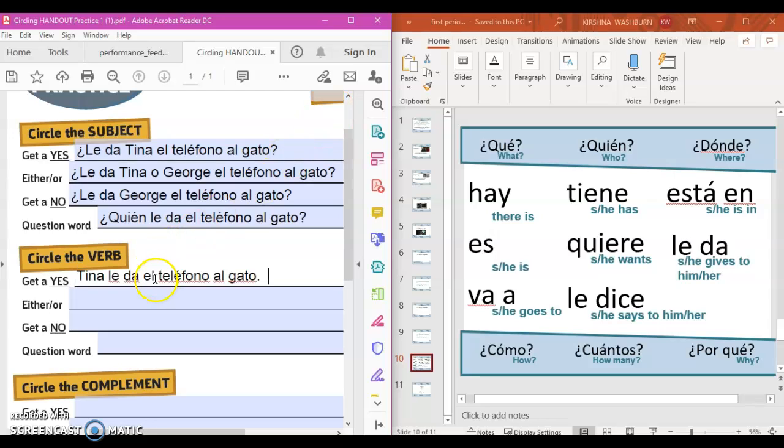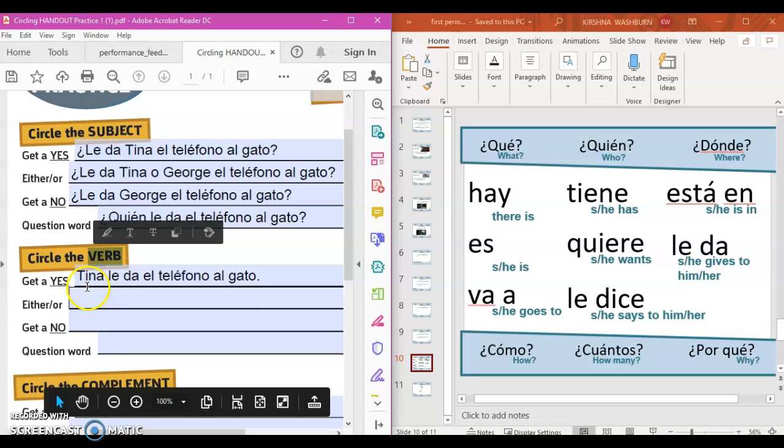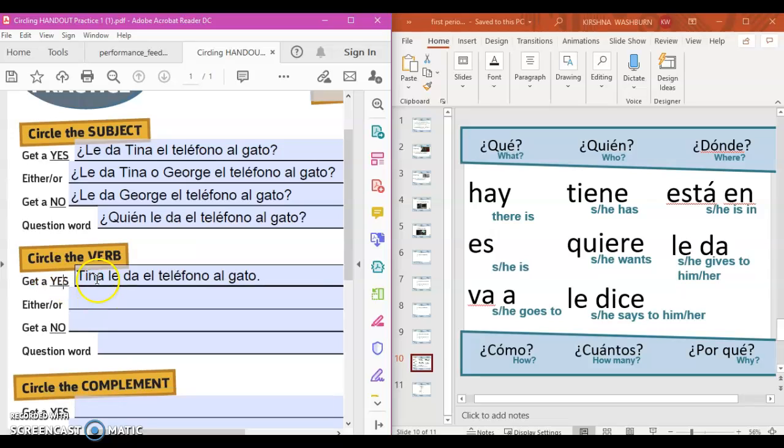All right, so I'm going to take my question and paste it down here. I'm going to take my statement and paste it down here again. I keep messing that up. I'm sorry. And all of these questions are going to be about the verb. Now, this one, we have to get a yes answer. So Tina gives the phone to the cat.